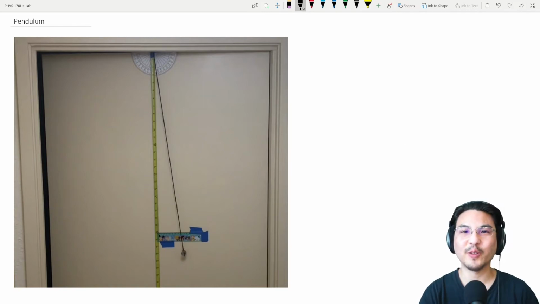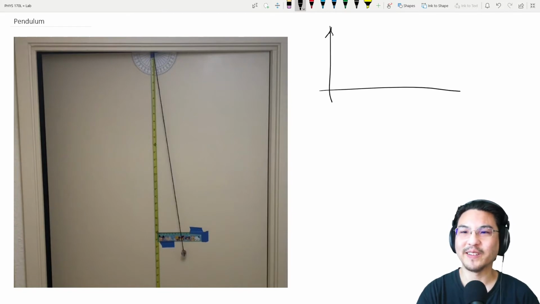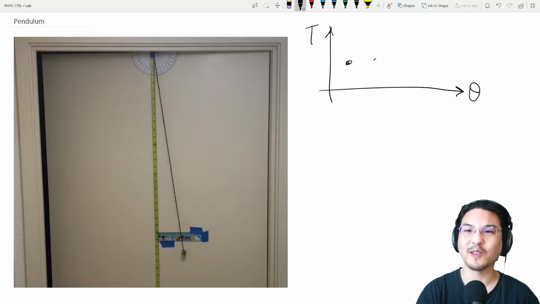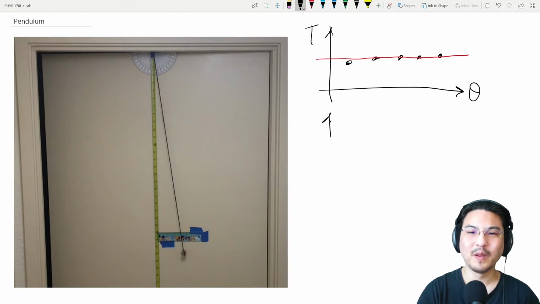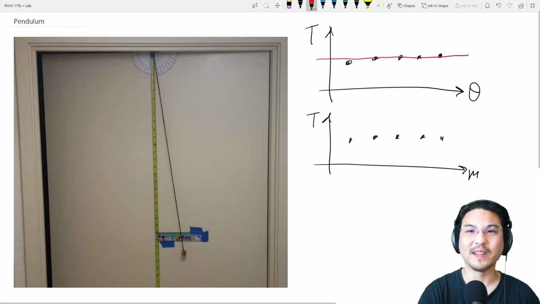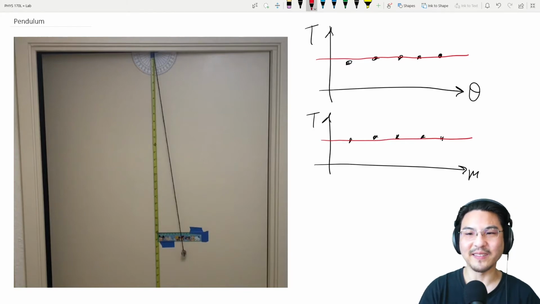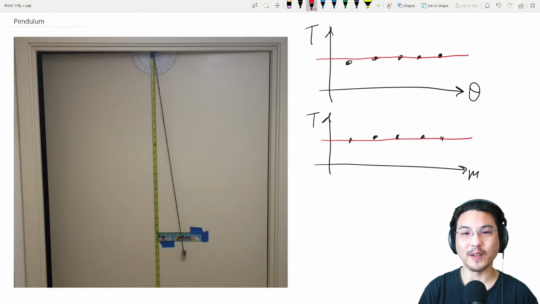Hey everybody, let's continue the pendulum experiment. So from last time, you should have data that shows that the period as a function of the angle looks something like this, right? For different angles, you do a trend line, and you discover that trend line is about horizontal, meaning the period doesn't depend on the angle, and then also period as a function of mass. So for different masses, the trend line also indicates the period is not a function of the mass.